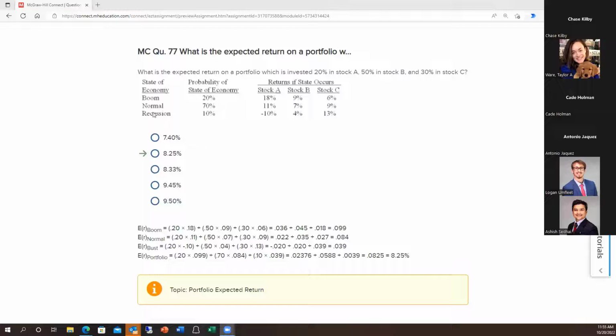And then we just go through and apply these weights: 20% times the expected return on stock A, 50% times the expected return on stock B, and 30% times the expected return on stock C. The reason I did it this way is that if we were going to calculate variance or standard deviation, it's a whole lot easier if we make the portfolio look like a single stock.